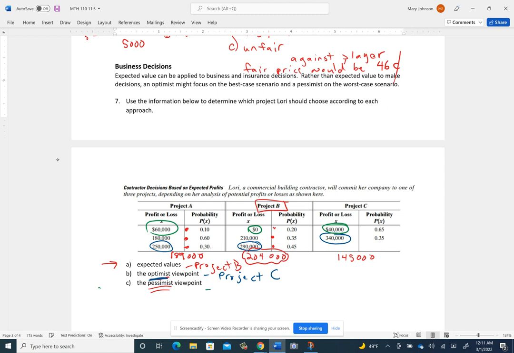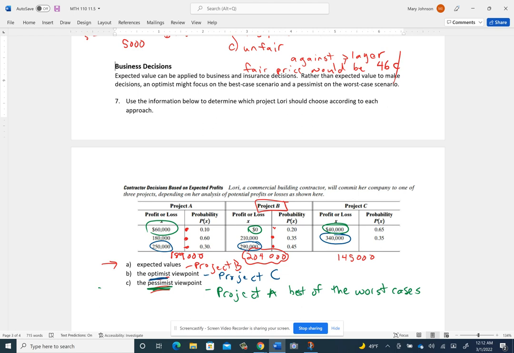So if she's going to use that idea, she would go with project A. And that's because it's the best. It's the best of the worst case. And on the other one, it was the best of the best case. That's the optimist, is the best of the best case.